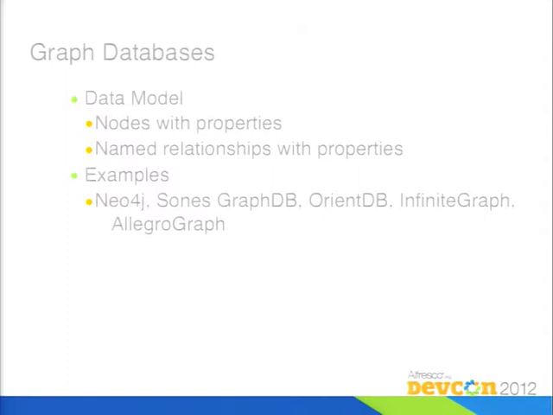And now we come to graph databases. Data model, you have nodes with properties, named relationships, also with properties. Examples: Neo4j, which is my favorite, Sones GraphDB, OrientDB, Infinite Graph, and AllegroGraph.